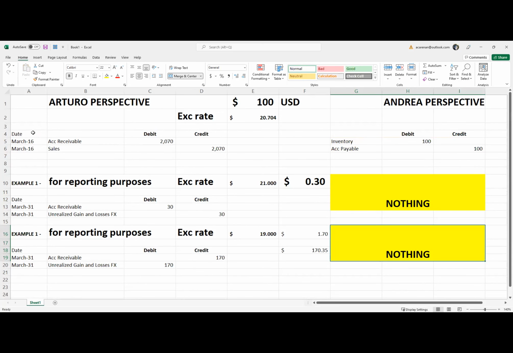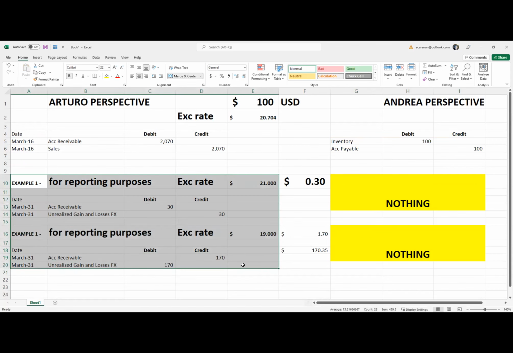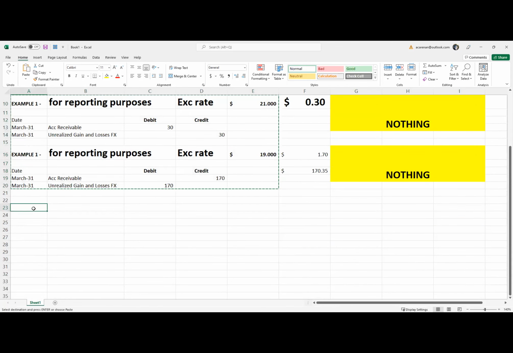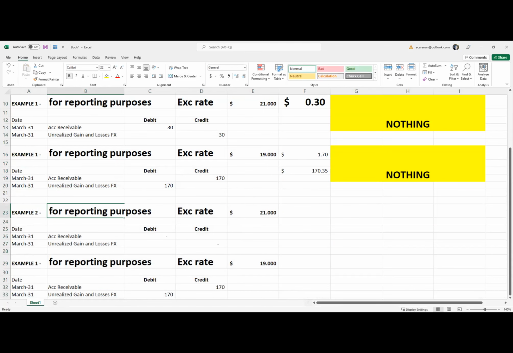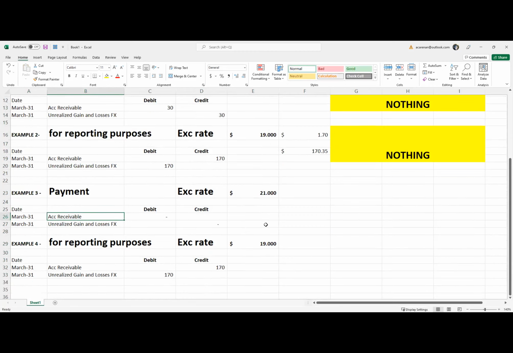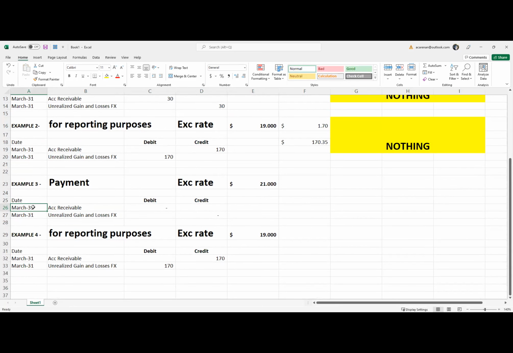Okay, guys, let's move to the payment. Example 2, this is payment. Sorry, no, this is not example 2. This is example 2, example 3, example 4. The same thing, guys. We get to the payment. It's April 16, right? April 16.